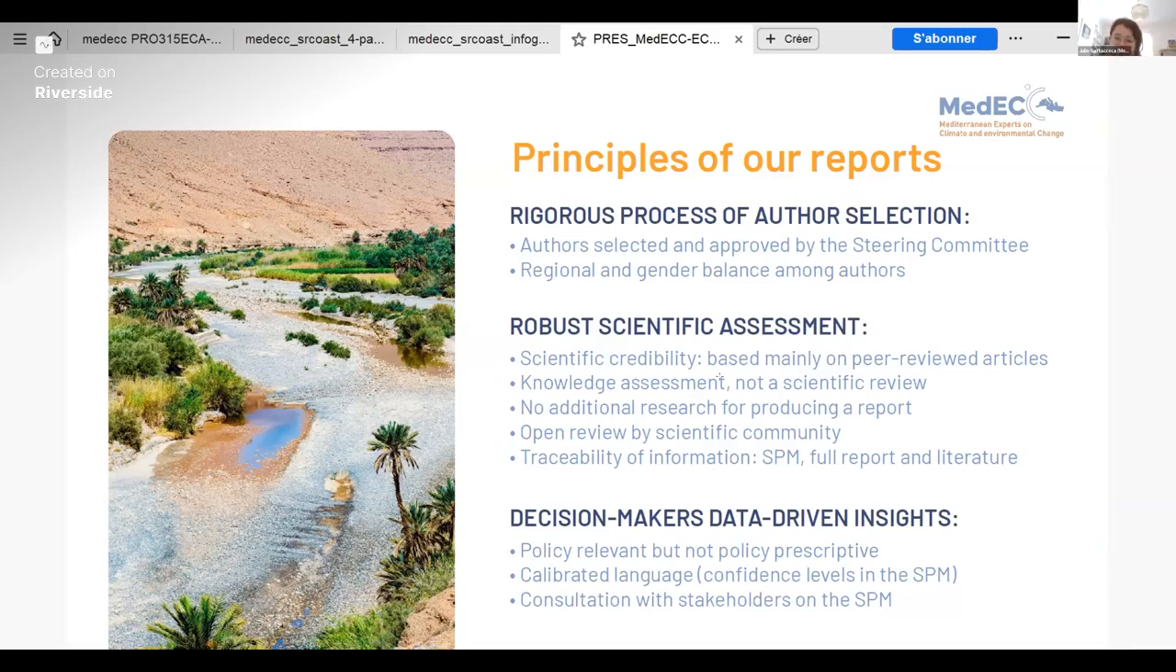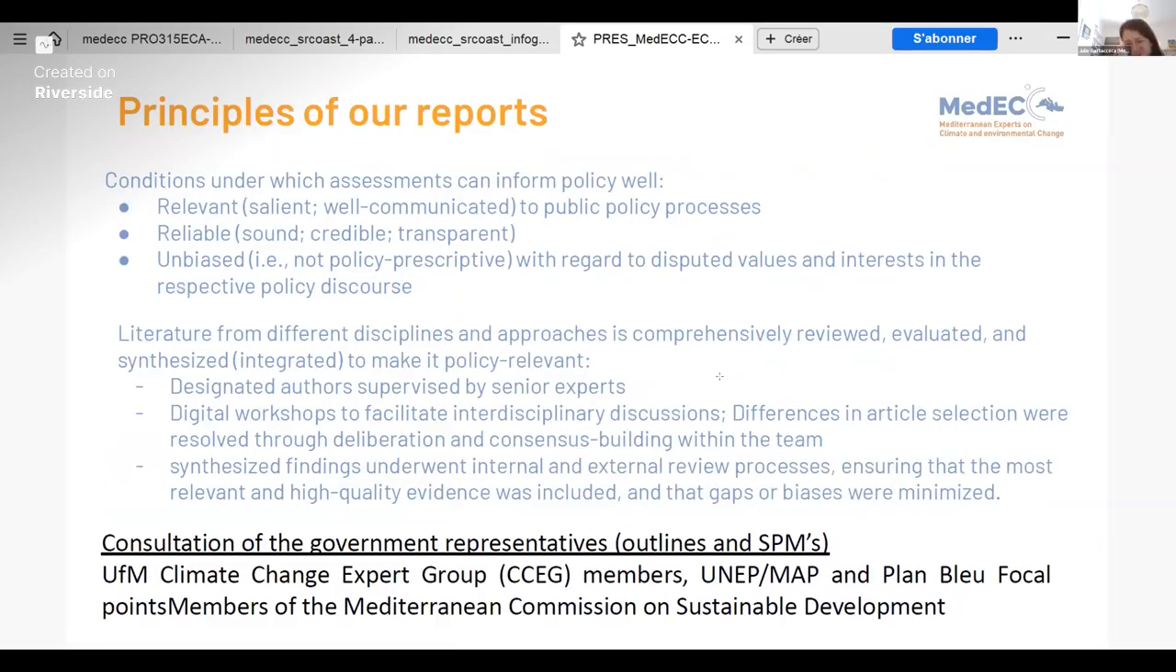So we use the calibrated language from the IPCC, for example, and I just read the last part about the consultation of the government representatives. It's an organized system that goes through our secretariat and the secretariat of the other institutions, to be able to consult on the outline, for example, during the first stage, or when we develop the summary for policymakers, to have this stage of consultation with them about the content. They don't intervene in the scientific content, but in the relevance and some other details.